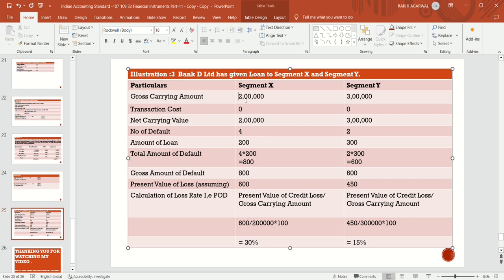In the next session we will discuss the concepts related to derecognition of financial assets, financial liabilities, and some disclosures. I hope we will be able to complete these standards, 107, 109, 132. Though it is a long, lengthy standard, somehow we managed to complete it in a better way. I think I managed to make you understand these concepts in a proper way.